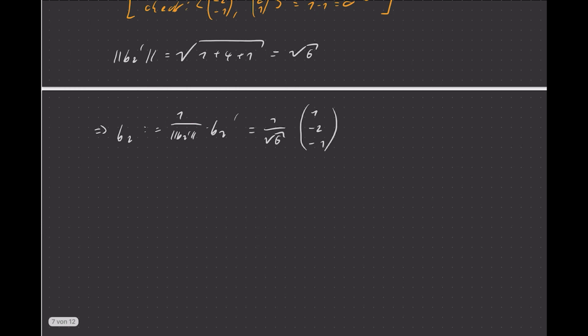So here's our ONB for U. 1 over square root of 2 times (1, 0, 1), and 1 over square root of 6 times (1, -2, -1).